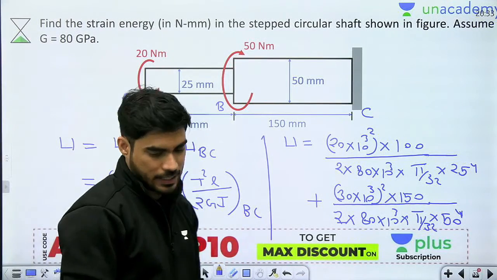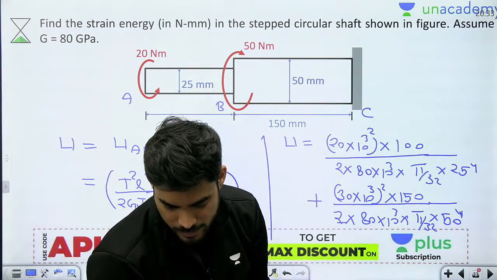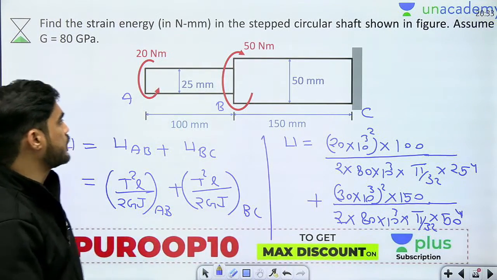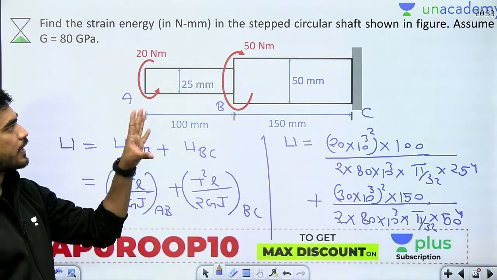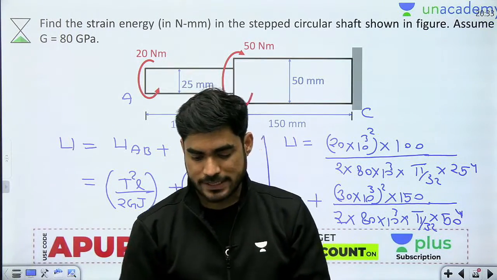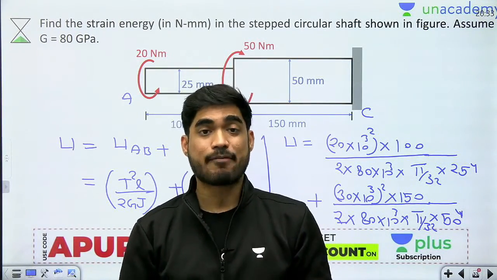7.894 Newton mm. Yes, 7.894 Newton mm. So this is the strain energy stored in this shaft. So do you understand what type of questions you can expect in exam from torsion?